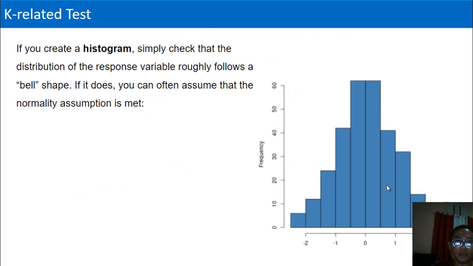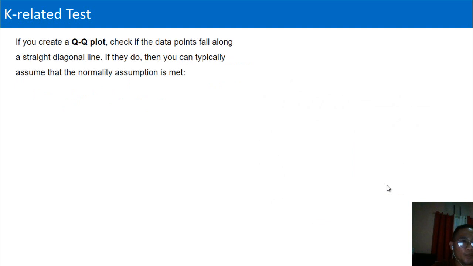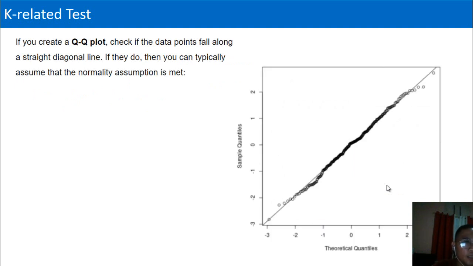So this must be the shape, parang bell shape siya. If you are creating a QQ plot, see to it that the points fall on a straight diagonal line. If they do, you can typically assume that the normality assumption is met.